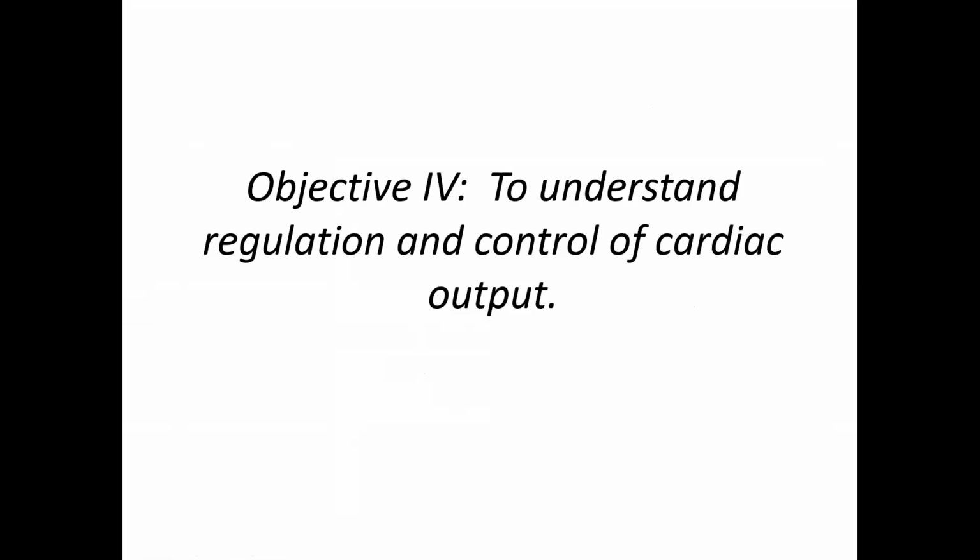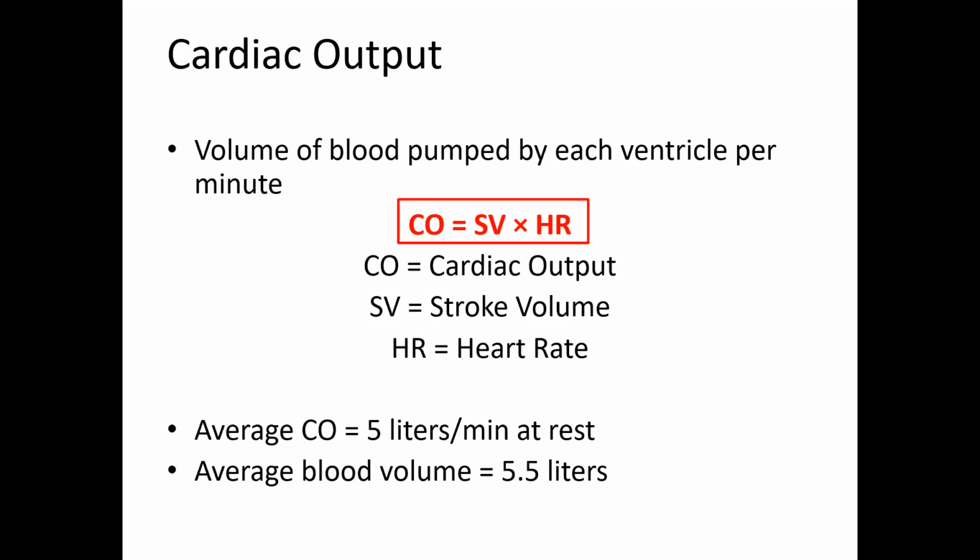So our fourth objective, to understand regulation and control of cardiac output, is really talking about how we can apply our knowledge of the autonomic nervous system and talk about how we regulate this stuff. How do we increase heart rate? How do we decrease heart rate? How do we send more blood to our vasculature, more blood to our organs? How do we send less blood? And so we're going to talk about how we regulate the cardiovascular output and how the autonomic nervous system, parasympathetic and sympathetic, have a role to play there.